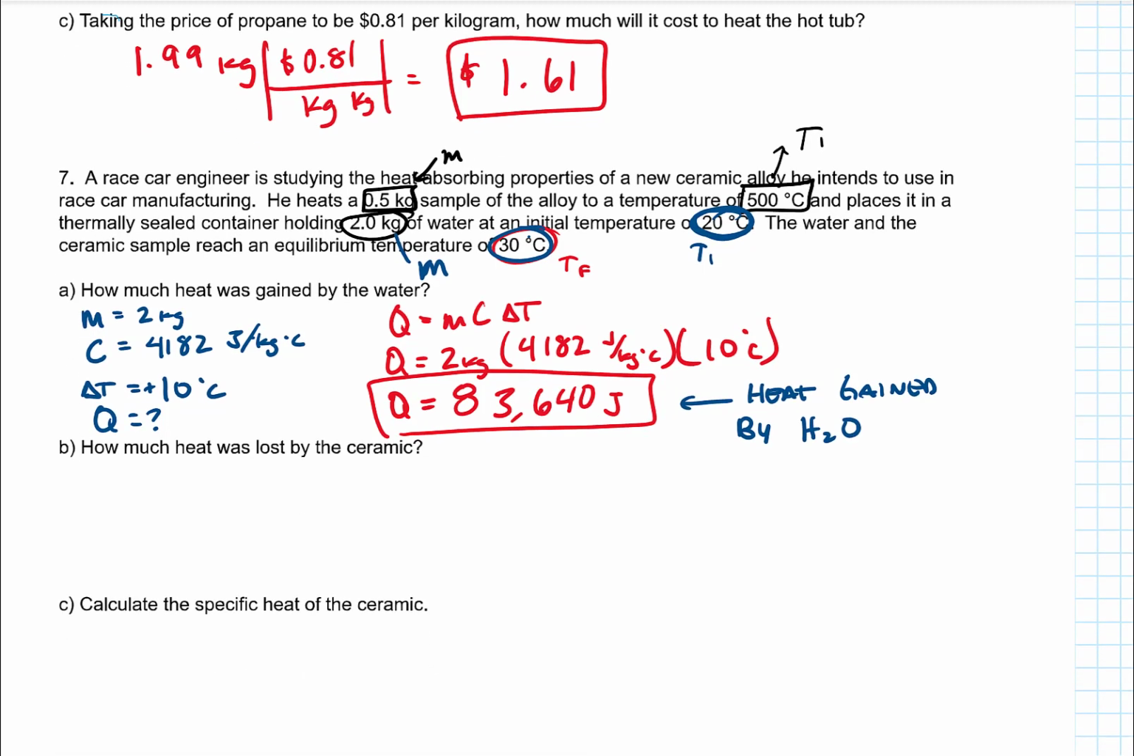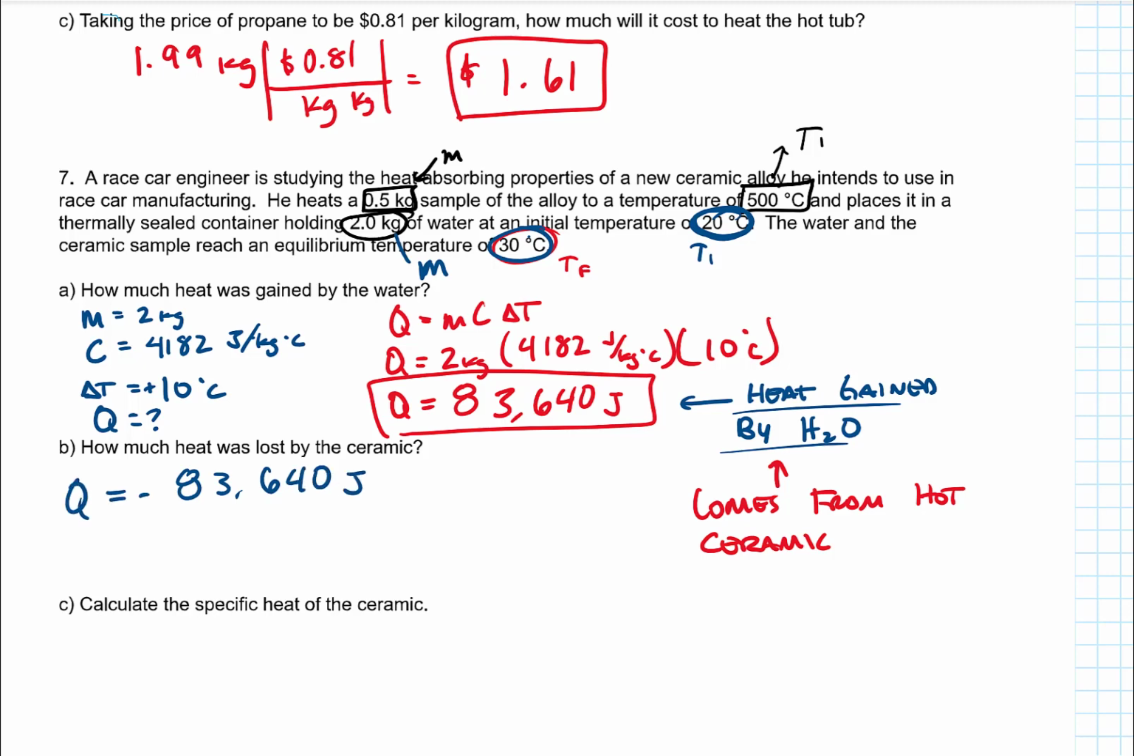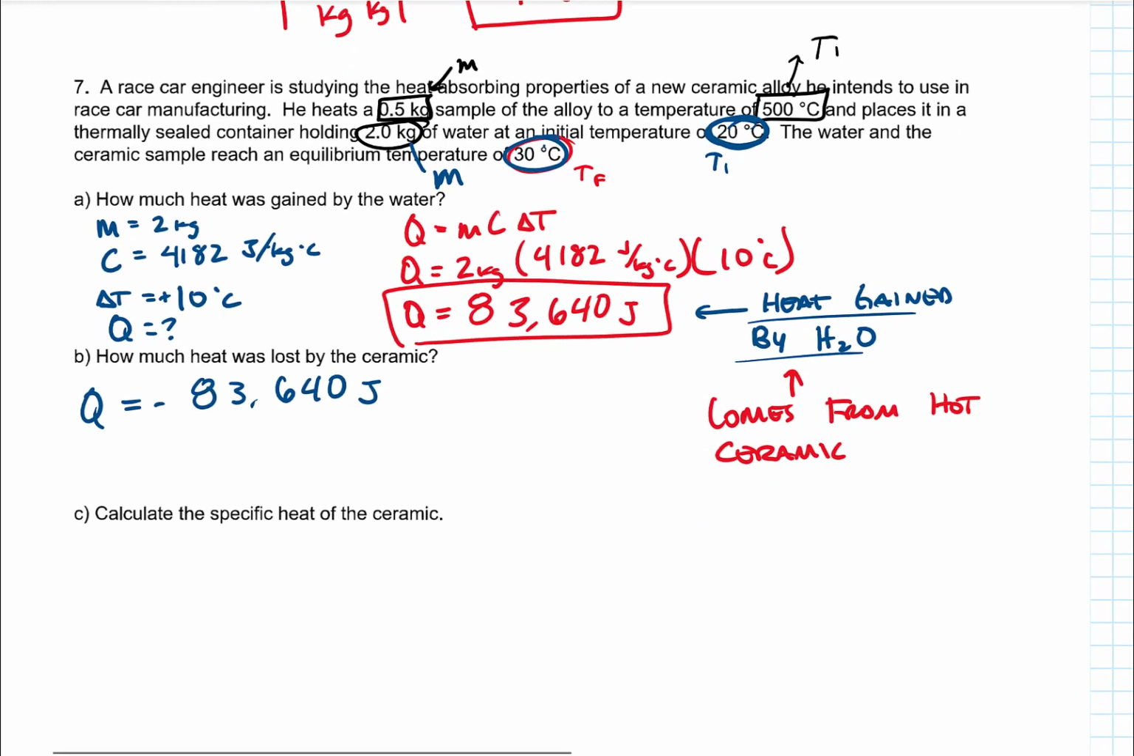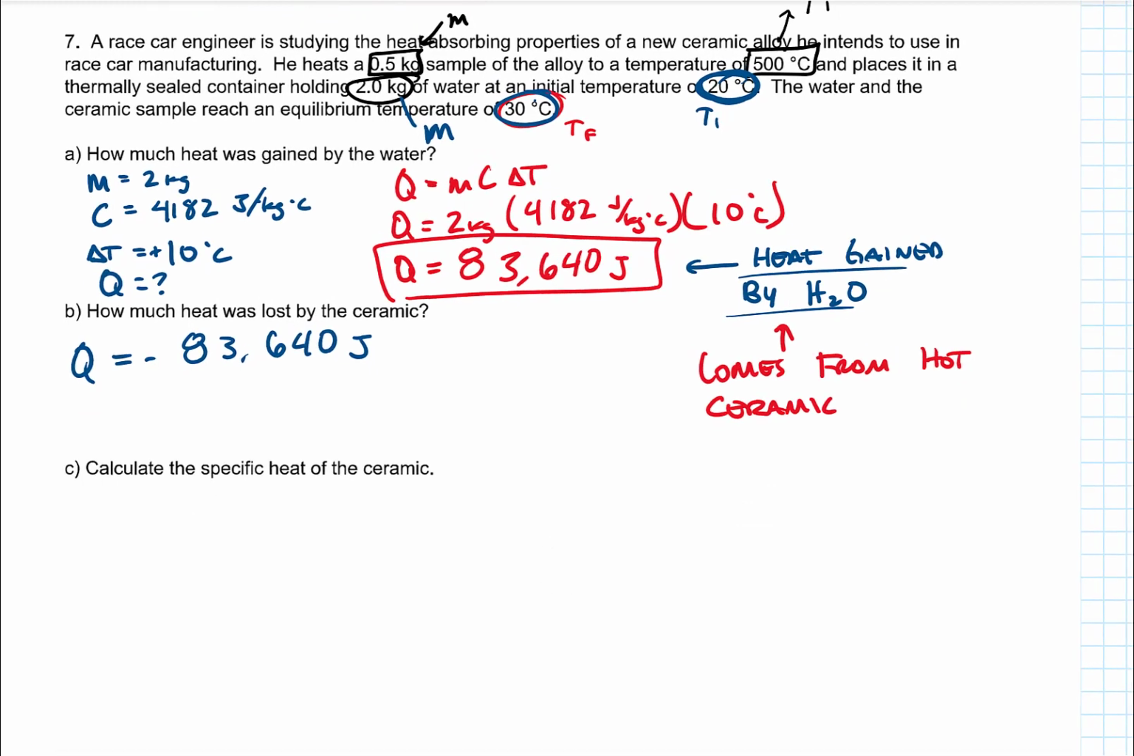How much heat was lost by the ceramic? Well, the heat that the water gained had to come from somewhere. And it comes from the hot ceramic. So, the amount of heat gained by the water is equal to the amount of heat lost by the ceramic. And since that heat is lost, so now that we have the heat lost by the ceramic, we can find the specific heat of the ceramic.